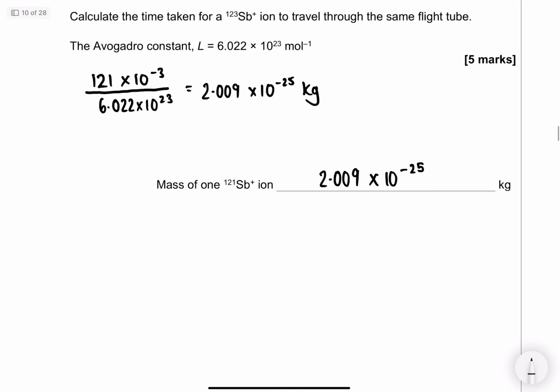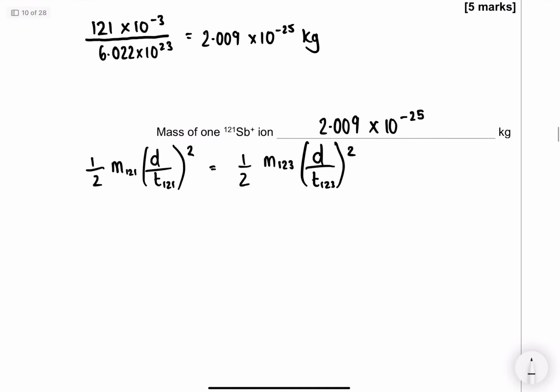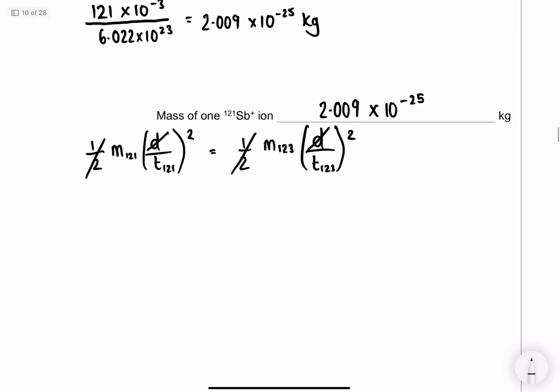But if you use that idea that the kinetic energy is the same, what we can see is that half times the mass of the 121 times the distance over the time of the 121, squared, because this is what velocity is, would equal half times the mass of the 123 times the distance divided by the time of the 123, squared. So you can get rid of some things here because the halves will cancel and the d squareds will cancel. So you can say that the mass of the 121 divided by the time of the 121 squared is equal to the mass of the 123 divided by the time of the 123 squared.